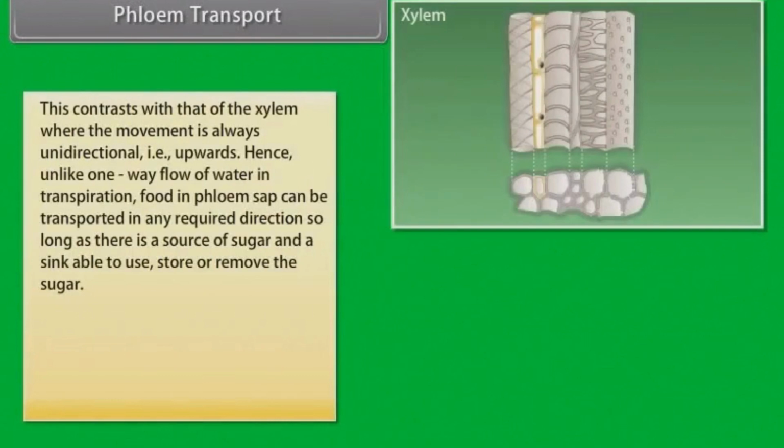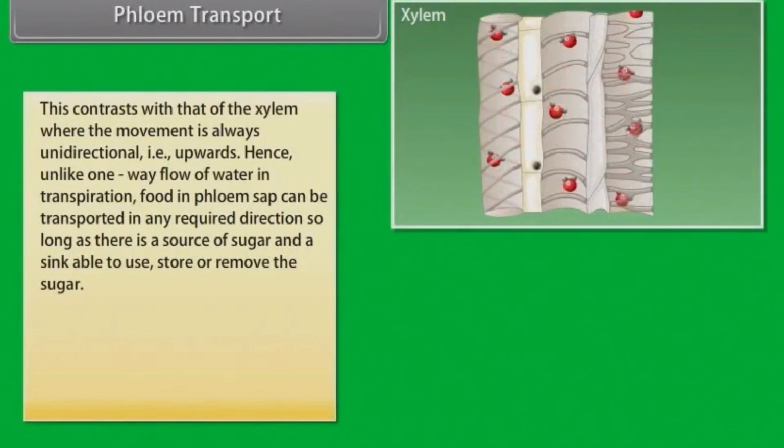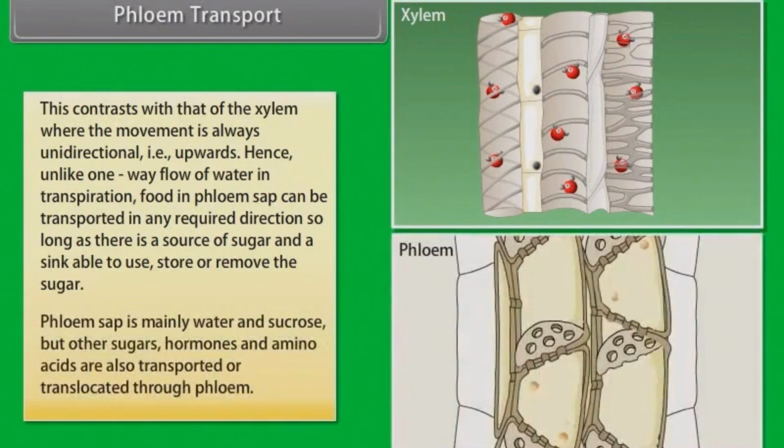This contrasts with that of the xylem, where the movement is always unidirectional, which means upwards. Hence, unlike one-way flow of water in transpiration, food and phloem sap can be transported in any required direction, so long as there is a source of sugar and a sink able to use, store, or remove the sugar.